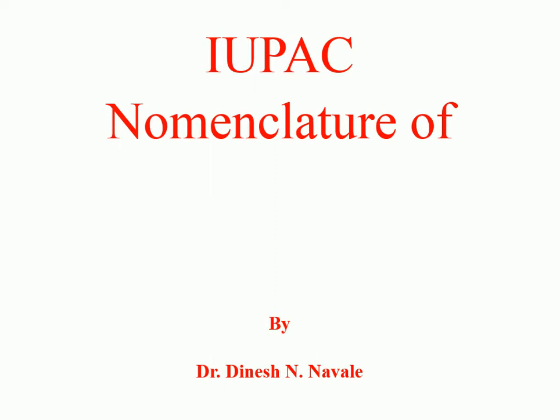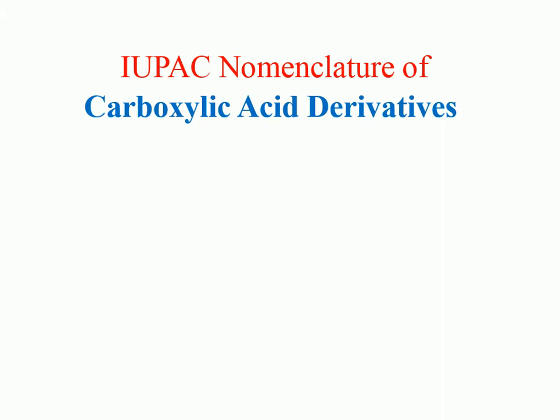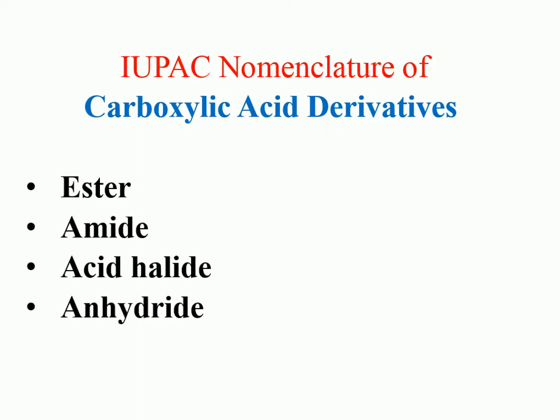For this video, we are going to discuss the IUPAC nomenclature. In detail, we are going to see the IUPAC nomenclature of some of the carboxylic acid derivatives. Which carboxylic acid derivatives are we going to discuss? We are going to discuss the ester, amide, acid halide, and anhydride. All these four are the acid derivatives.